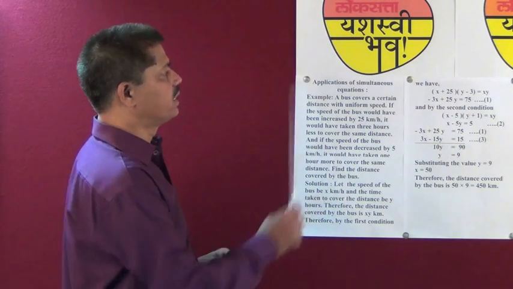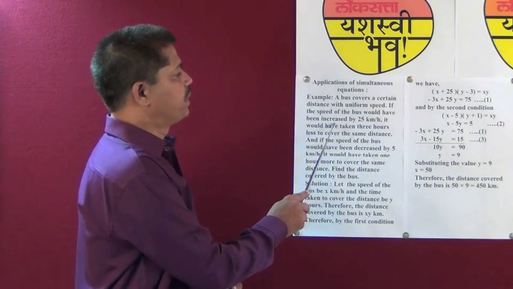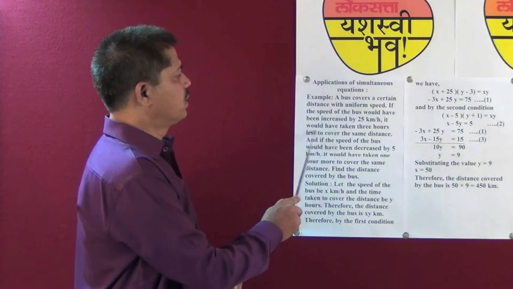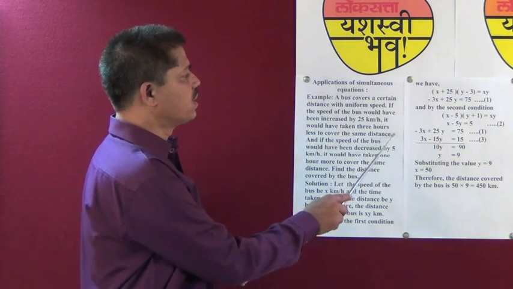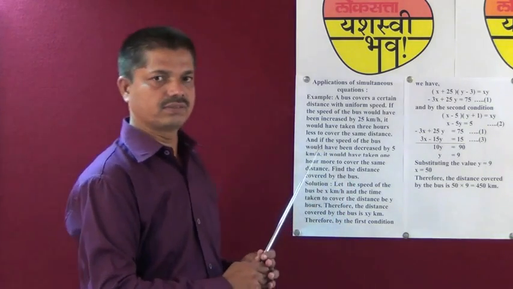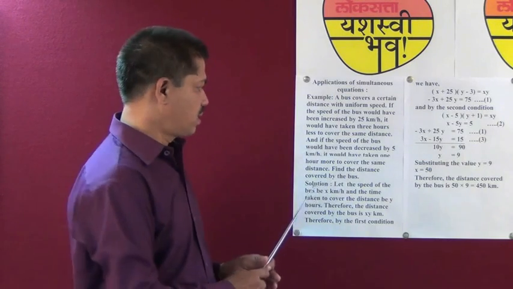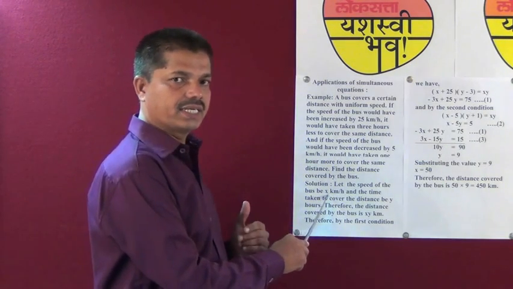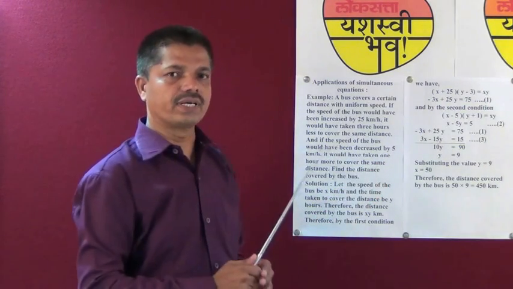Now by the first condition, what is the first condition here? That if the speed of the bus is increased by 25 km per hour, it would have taken 3 hours less to cover the same distance. Now from this part, you are going to arrive at the first equation. Here the speed is increased by 25 km per hour. As the speed of the bus is x km per hour, when it is increased by 25 km, the speed will become x plus 25.